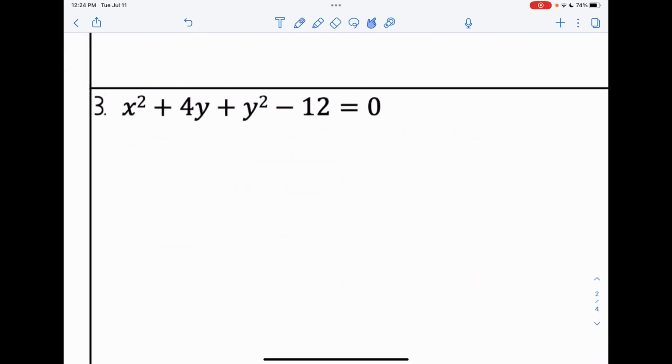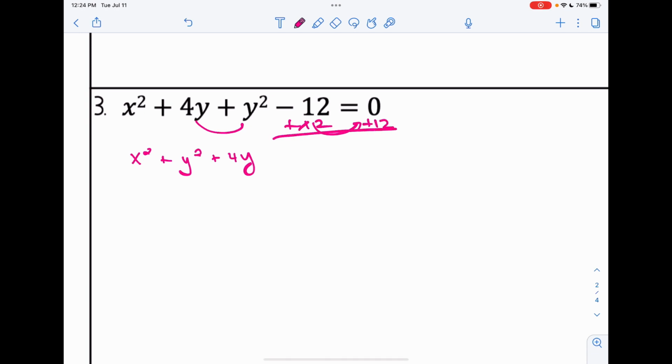Okay, for number 3, I noticed that I only have one x term. There are 2 y terms, but they're kind of in the wrong order. They're not in descending order, the exponents, so I'm going to flip those. I don't need to change any signs with them. I'm just rewriting it. But with the 12, I'm going to move that to the other side, and when I do that, that's like I'm adding 12 to both sides. When you move it to the other side of the equation, it will change signs.